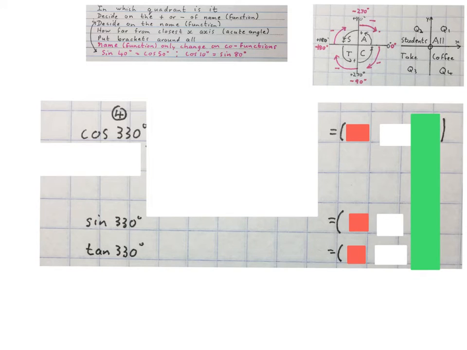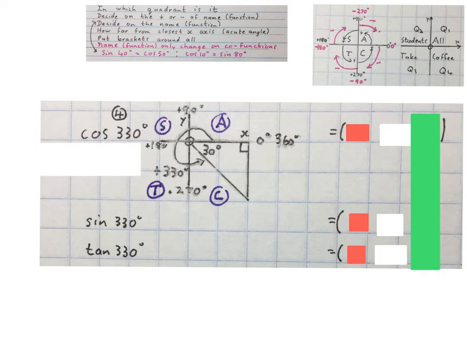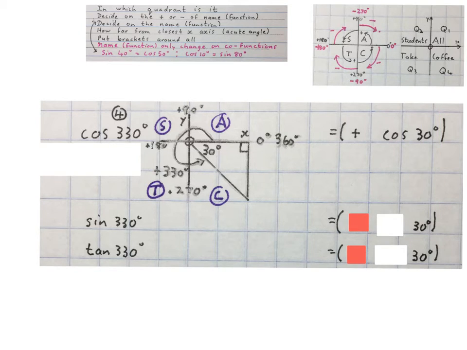Next, we're going to reduce cos 330 degrees. We check in which quadrant we are. We start here at north. 330 degrees positive will take us, the terminal arm will be there. So we are in the fourth quadrant. Cos in this quadrant is positive, so we write positive. Decide on the name, it's going to stay the same. Then how far are you from the closest x-axis? And that is then 30 degrees. And that is 360 degrees minus 30 degrees.